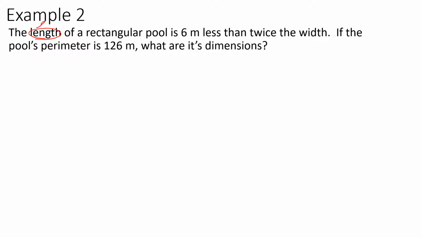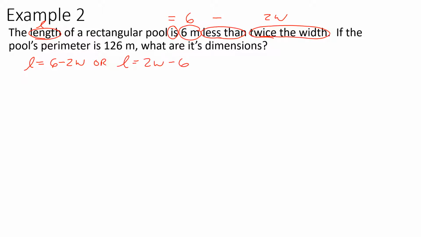Length, we'll have that be the variable L, so I'm defining that variable, of a rectangular pool is 6 meters less than, that is minus, twice the width. Let's let twice the width be 2w. So the length of a rectangular pool is, that's equal to, 6 minus 2w. So I want to consider L equals 6 minus 2w, or L equals 2w minus 6.